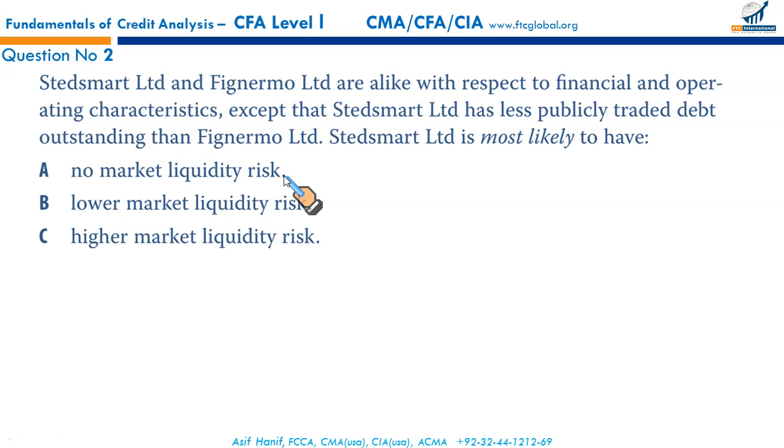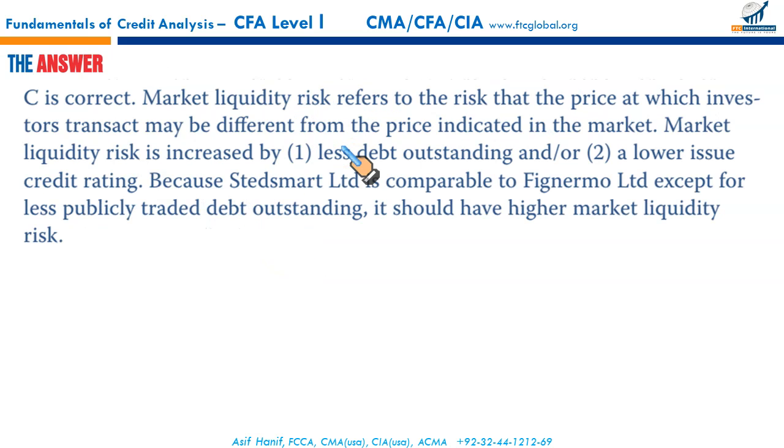Wrong. For corporate bonds, publicly traded debts of corporations, there will always be an element of liquidity risk. So this is wrong. Low market liquidity risk, wrong. Since it has less traded debt, it is going to have comparatively higher market liquidity risk than Finermo Limited. So that makes C our correct option.